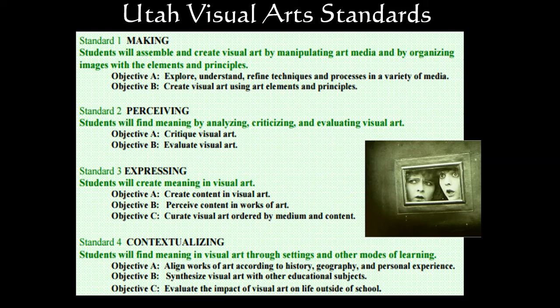Standard 4 is contextualizing. It says students will find meaning in visual art through settings and other modes of learning. Objective A, align works of art according to history, geography, personal experience. Objective B, synthesize visual art with other educational subjects. Objective C, evaluate the impact of visual art on life outside of school.